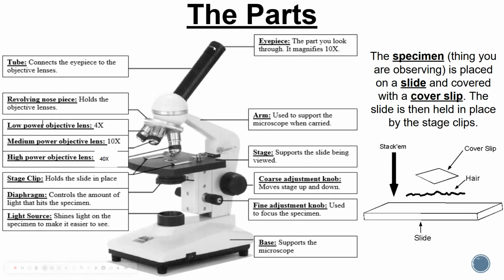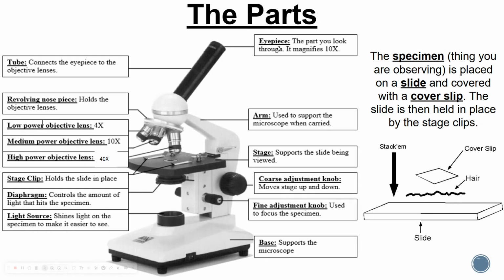That's where you're viewing from. So that's called the ocular or the eyepiece lens. And then that connects to the rest of the microscope using the tube. So the tube connects the eyepiece lens to the rest of the microscope, specifically to the other lenses that you're going to view from. And these are called the objective lenses.